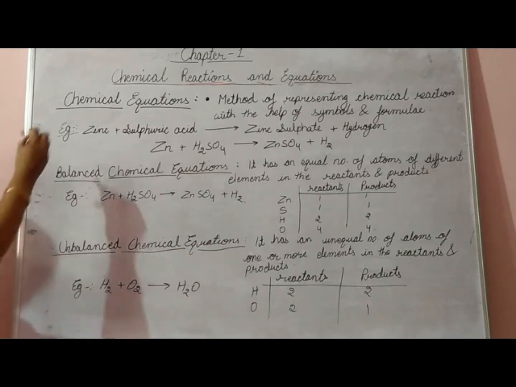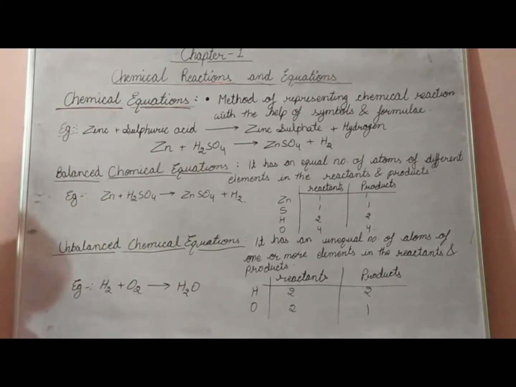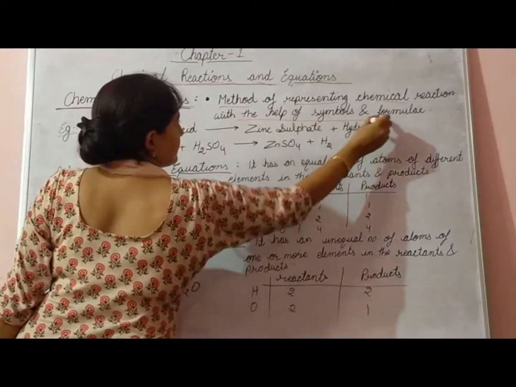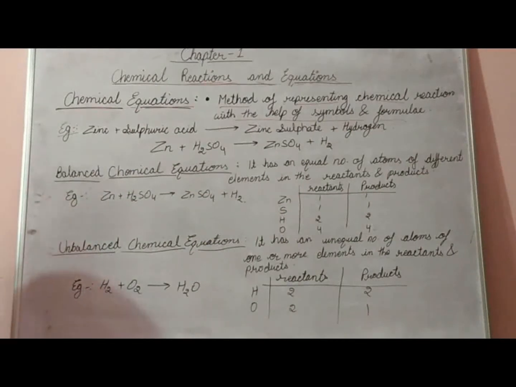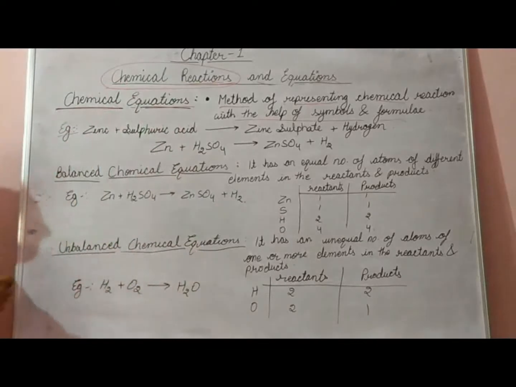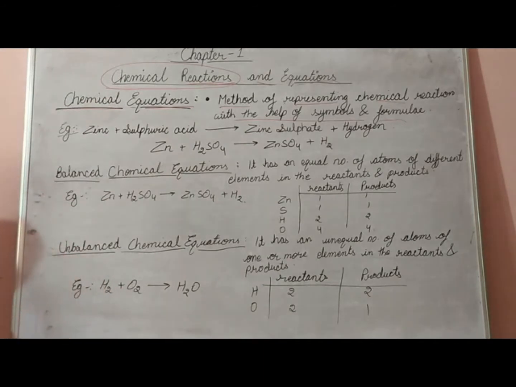Now next is chemical equations. What basically are chemical equations? Chemical equations are the method of representing chemical reactions with the help of symbols and formulae. That means it is nothing but a notation to represent your chemical reactions by the use of some symbols or formulas. This will help you in writing chemical reactions.